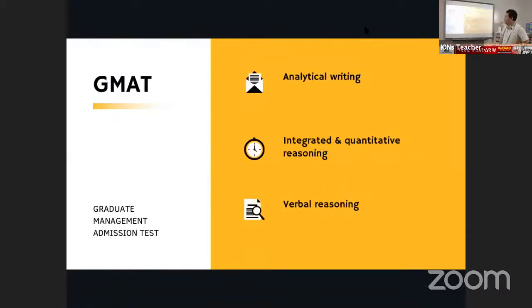Here are the sections on the GMAT. GMAT stands for Graduate Management Admission Test. There are 1, 2, 3, 4 sections on the GMAT, namely Analytical Writing, Integrated Reasoning, Quantitative Reasoning, both of them are quantitative sections, and we have Verbal Reasoning. Now we're going to see what's next. How about the GRE exam sections?